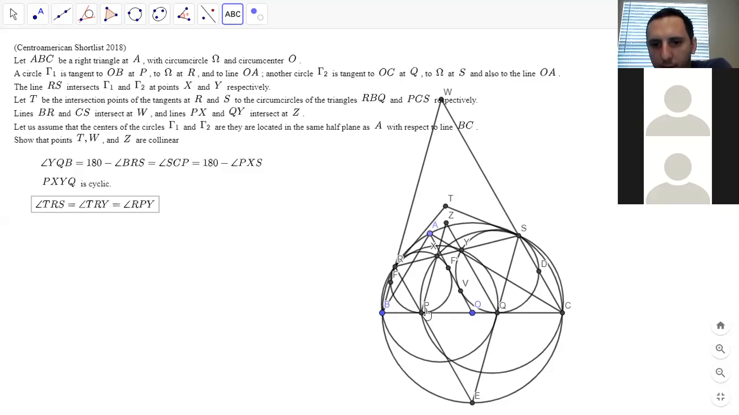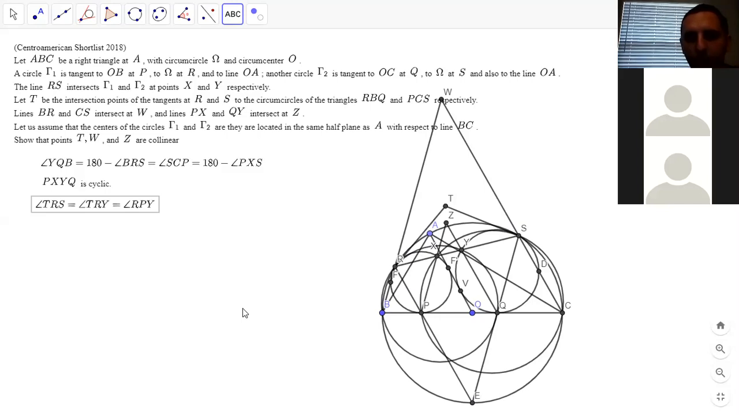So angle YQB equals angle YSQ, which is equal to angle RSE. And we want to show RSE. So RSE is arc RE. We want to show arc RE is equal to arc BS, which is the same as saying arc BE is equal to arc RS. I feel like I'm going in circles now.